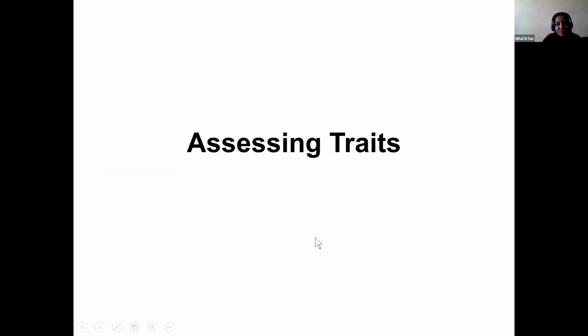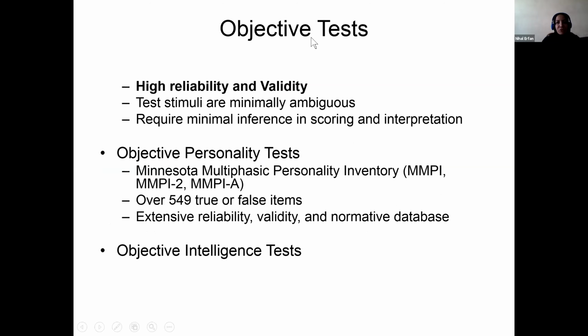Okay. How do you assess traits? Okay. So we use objective tests because they're higher in terms of reliability and validity. And the test stimuli are minimally ambiguous, all right? And they require minimal inference in scoring. So they're a lot more standardized. They're a lot more stable in terms of inter-rater reliability, right?